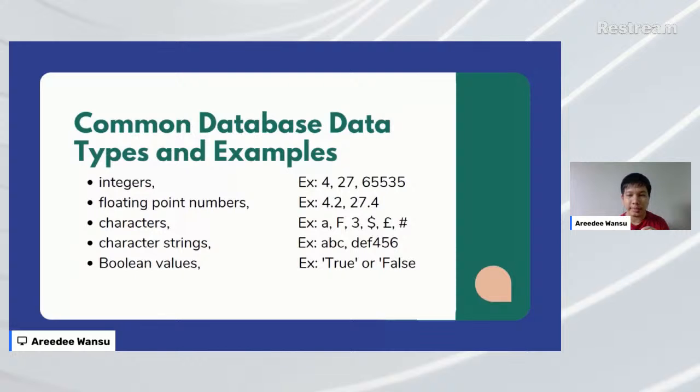Next is floating point number. It is a number that contains decimals. Numbers that contain fractions are also considered floating point numbers. For example, here: 4.22, 7.4.